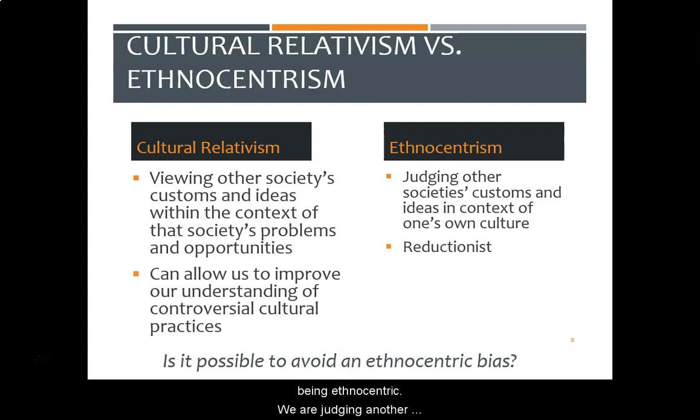We are judging another society's customs and ideas in the context of our own culture. And we refer to this as being very reductionist, right? It boils down the variety that exists in human cultures, behaviors, and experiences to an understanding that there's only one correct way of being or doing things. And as anthropologists, we don't do this. We attempt to avoid judging other societies and instead seek to understand. One of the questions I won't answer here today, but something we need to consider, is whether or not it is even possible to avoid an ethnocentric bias in our research and in our studies.